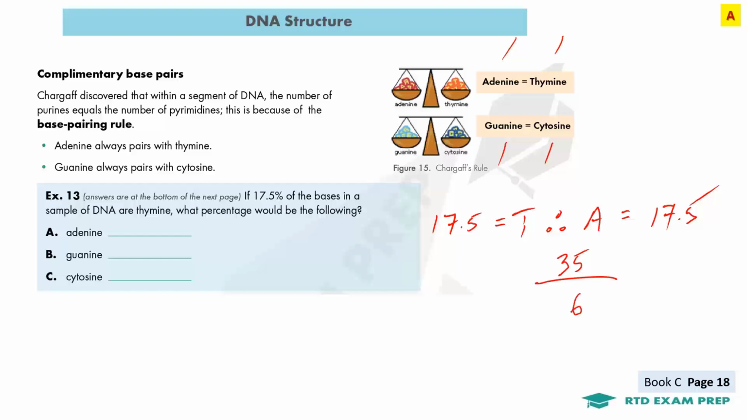So then I know that we have 65% of the solution left over. Our cytosine and our guanine will each get half of that. So that'll be 32.5 and 32.5. Yeah, some of our questions on the diploma are this simple.